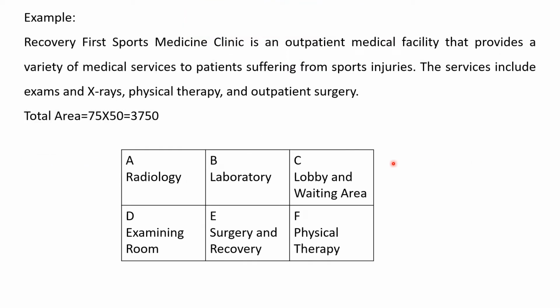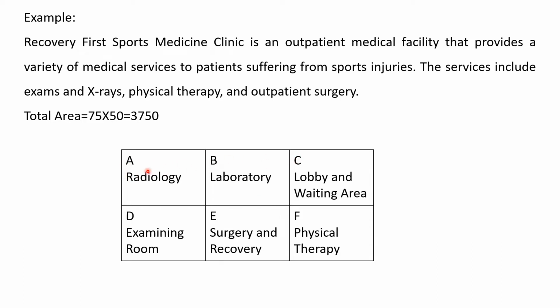Let's do an example. Recovery First Sport Medicine Clinic is an outpatient medical facility that provides a variety of medical services to patients suffering from sport injuries. The services include exams and x-rays, physical therapy, and outpatient surgery. The total area provided is 75 times 50, which is 3,750. And the current layout, the existing layout, looks like this.